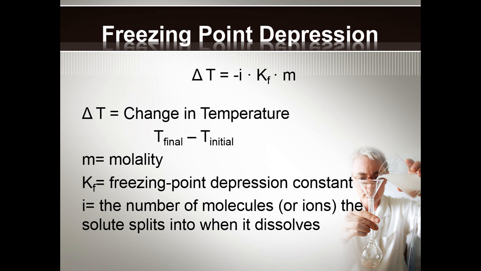M is molality. We just learned how to figure that out. Kf is the freezing point depression constant, and that's something that's going to be given to you. There's huge charts out there where you can find the freezing point depression constant of whatever solvent you're using. And that is the freezing point depression constant of the solvent. And then I is the number of molecules or ions the solute splits into when dissolved. That one can get a little tricky, and we're going to do a couple examples with that.